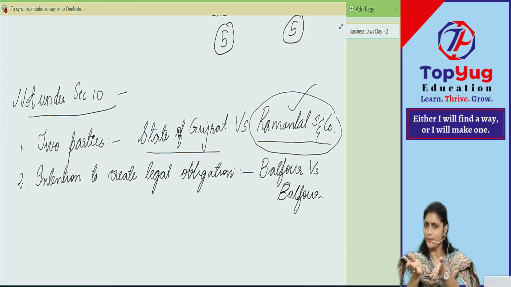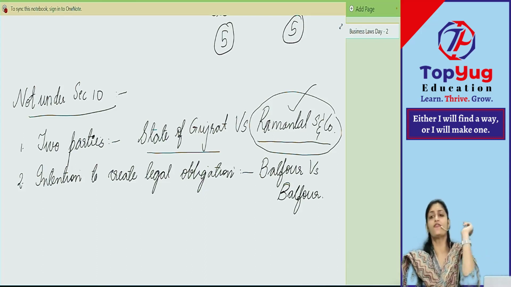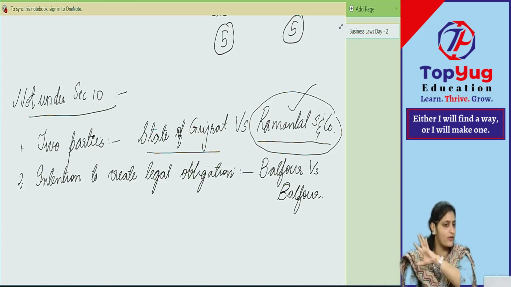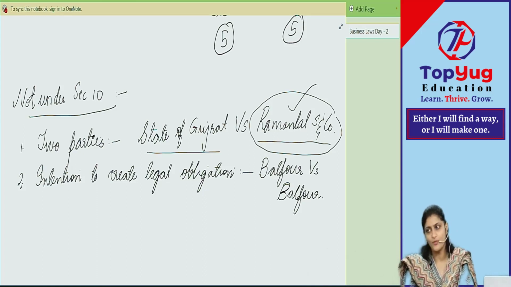I gave you the proposal, I will pay you the money. You said yes. There was no intention that if you don't pay me, I will go to court of law. There was no intention of creating any legal obligation. It is not a contract. Therefore, no punishment was given to the husband. Got this point clear? So in any contract, it is very important that when you enter into a contract, when a proposal is made, when a proposal is accepted, at that time the intention of the party should be to create a legal obligation. If that is not the case, then no contract.